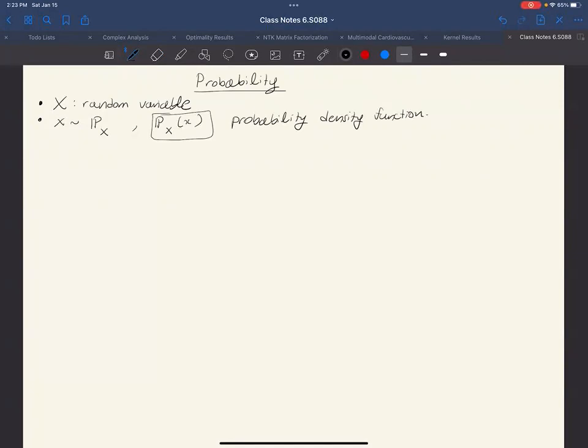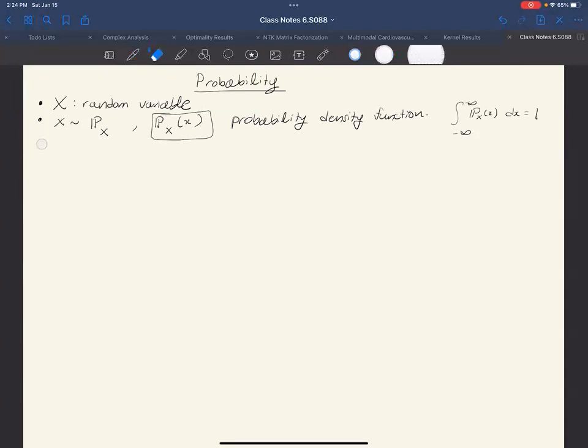There are some key properties that make things a probability, and one of them is that the probability of a variable obtaining an element in the whole space has to be 1. For a probability density function, this is just the integral over the support of the probability of x. Let's say the support is the real line, which it will be in most of our cases. This is just 1.